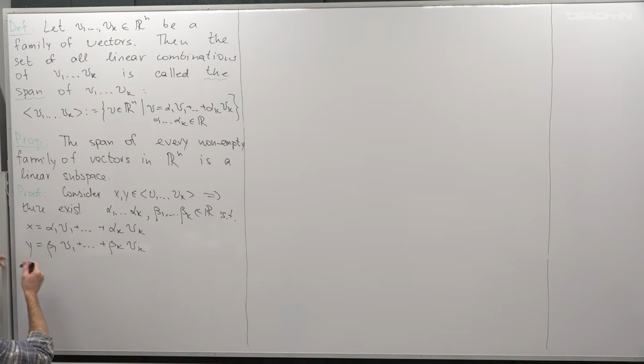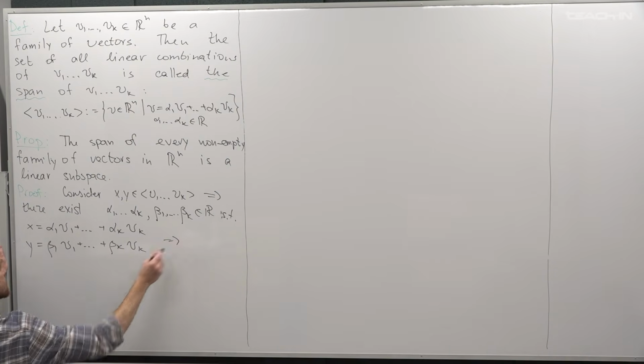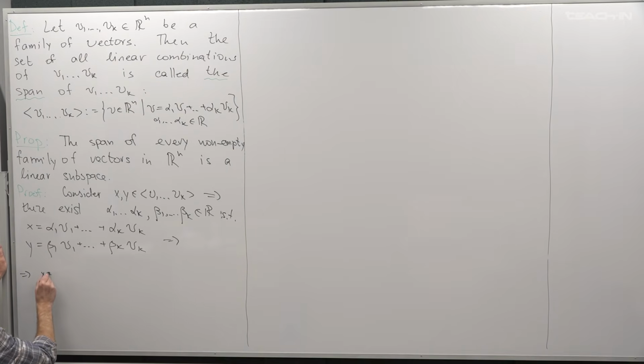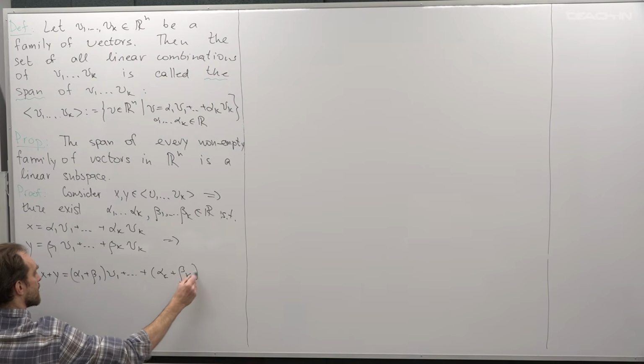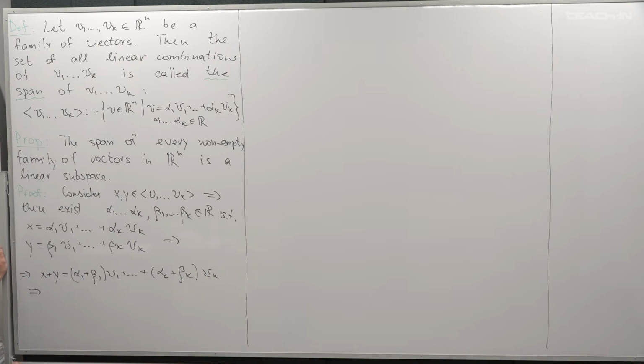Okay, so I'm going to add up these two relations, and so obviously I get the relation that x plus y equals (alpha 1 plus beta 1) times v1 plus etc. plus (alpha k plus beta k) times vk. So the sum of x and y also belongs to the span of our family of vectors, just because it can be represented as a linear combination of vectors v1, etc., vk, with the coefficients that are just sums of the coefficients of vectors x and y.